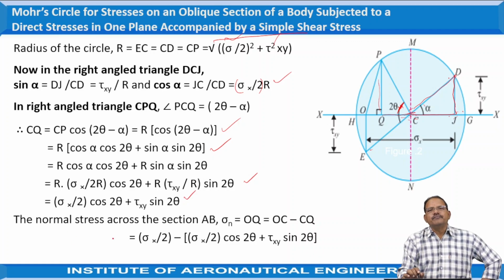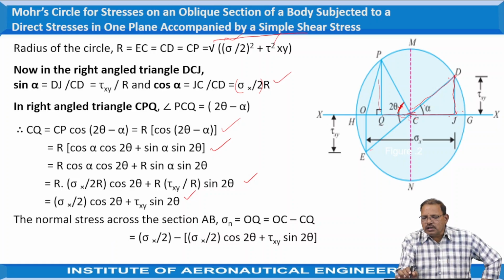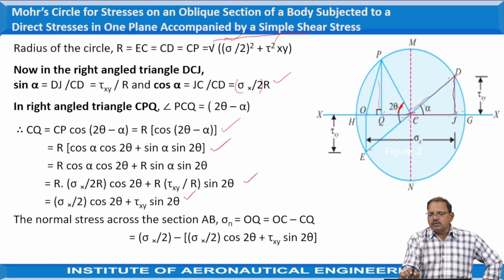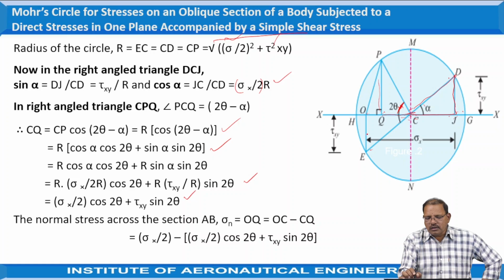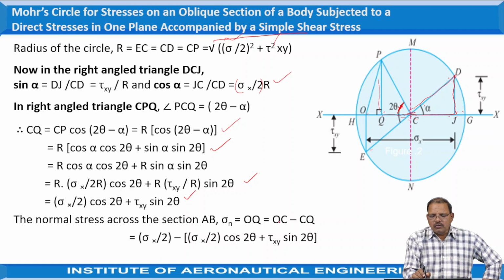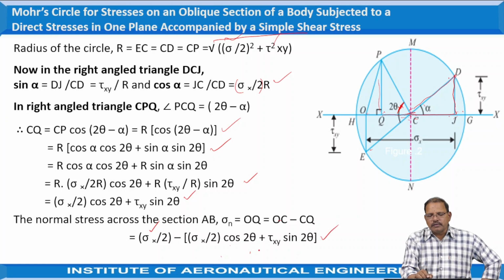The normal stress across the section AB is sigma n, which according to the problem is OQ. OQ we can take as OC minus CQ, where OC is half of the normal stress, sigma x by 2, minus sigma x by 2 into cos 2 theta plus 2xy sin 2 theta. Already we determined these values now.